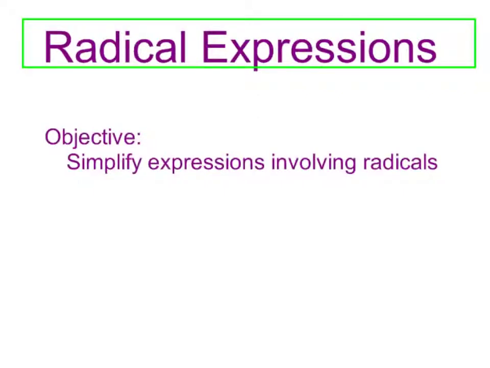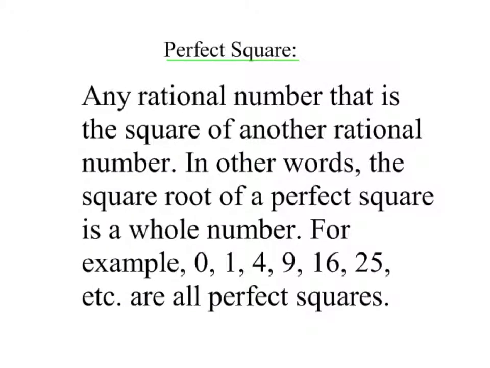This video will cover the concepts of simplifying radical expressions. To begin, we must come to a common understanding of what is meant by the term perfect square. A perfect square is any rational number that is the square of another rational number. In other words, the square root of a perfect square is a whole number. For example, 0, 1, 4, 9, 16, 25 are all perfect squares.